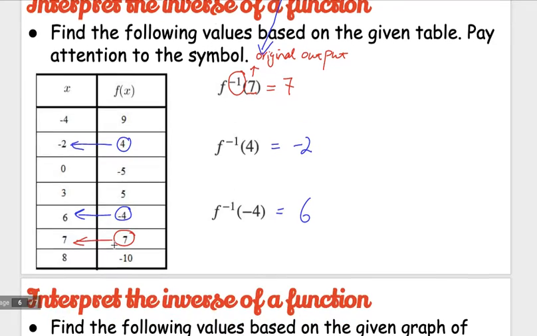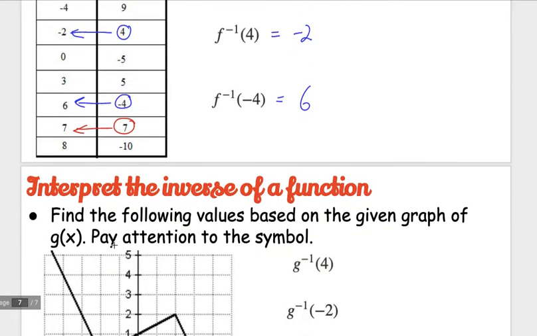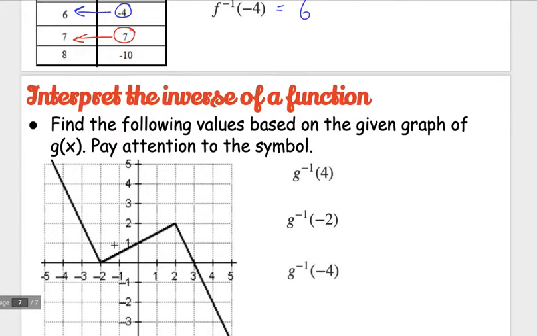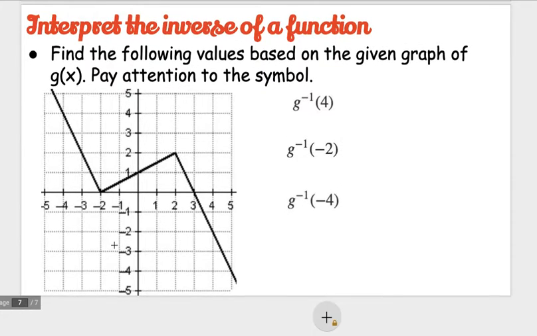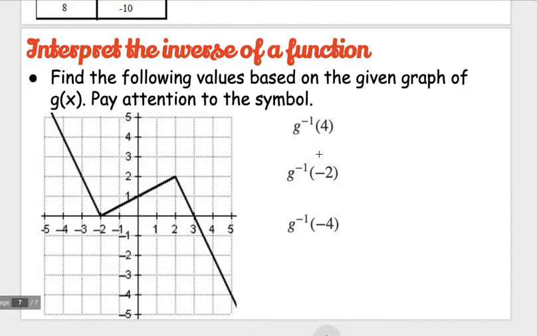Last question, we are going to look at a graph, and we are going to look at the graph for this idea again. This time we are looking at the graph of function g of x. Remember, we are looking at the original graph, and we are going to use the original graph to work on the inverse values here.